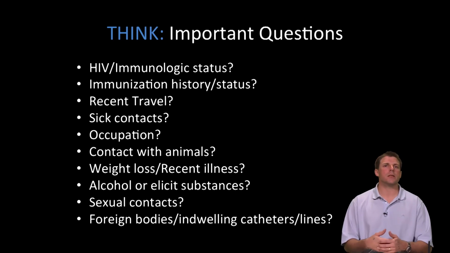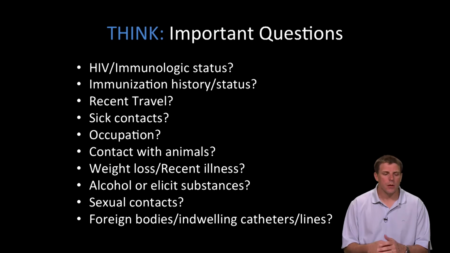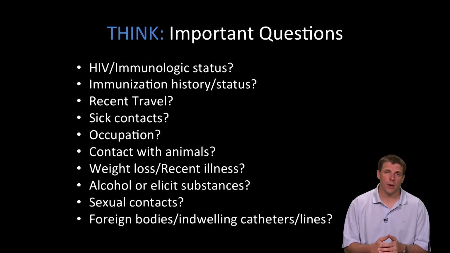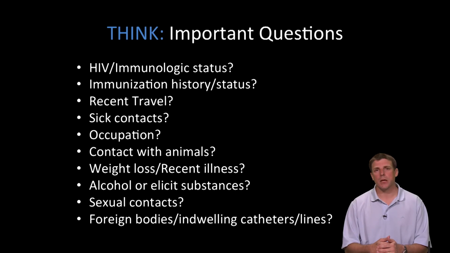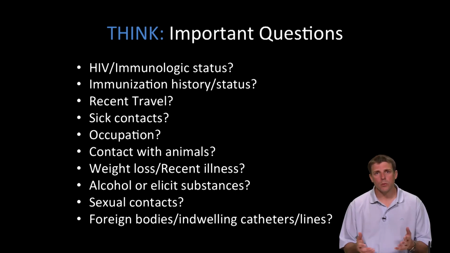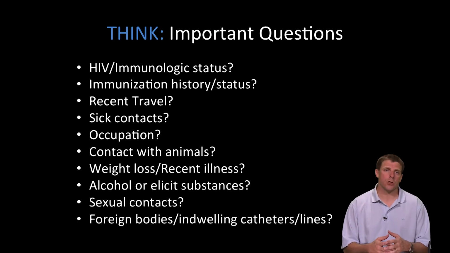Along the same lines, does this patient have contact with animals? Many infectious processes are what we call zoonoses, or infections that come from contact with animals. And as such, obtaining a history of this patient's contact with animals in the recent past will be very important as well. We'll also want to know about the patient's recent functional condition.